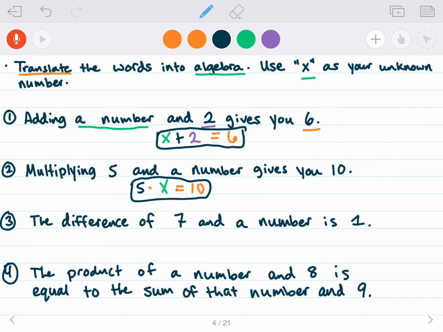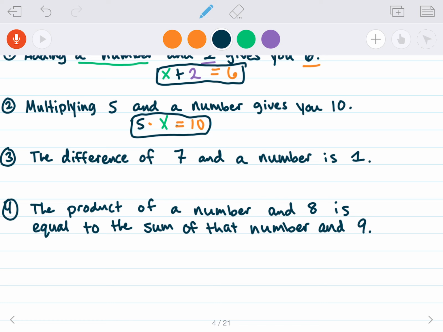All right, looking at number 3, the difference of 7 and a number is 1. So difference means subtract. The difference of 7 and a number x is equal to 1. And we know what that number is. That number has to be 6. 7 minus 6 equals 1.